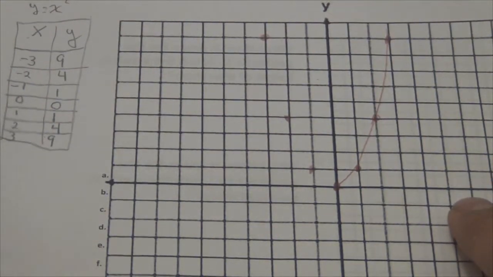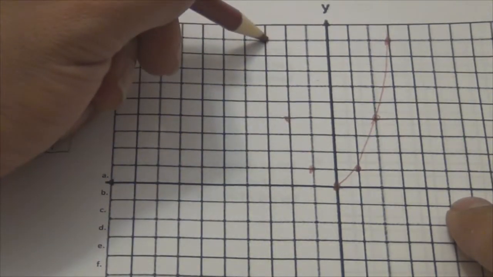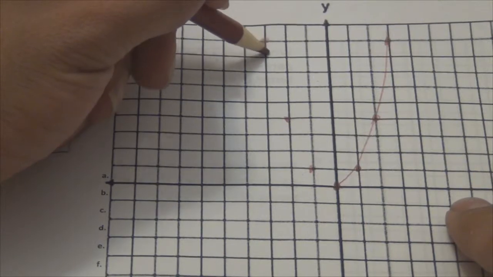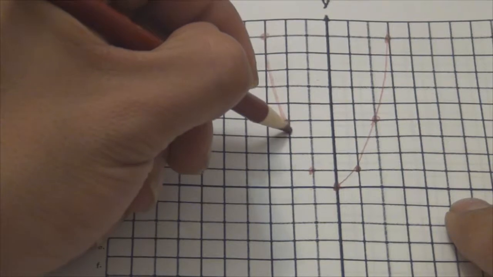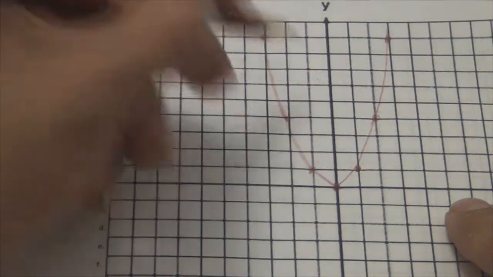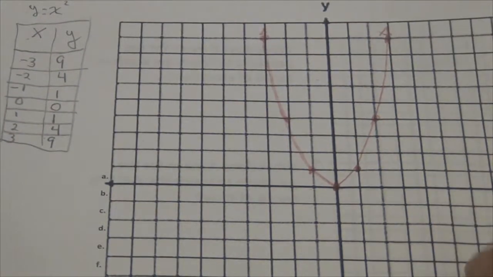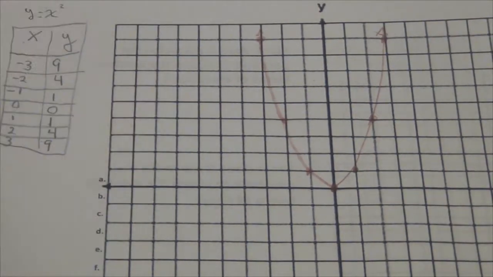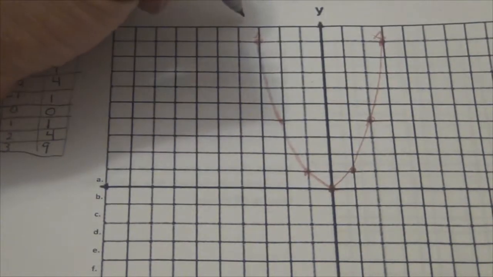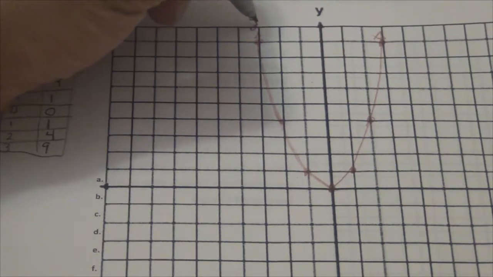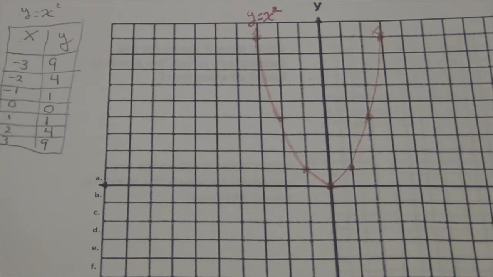Okay? And now, okay, not perfect, but almost perfect. So that is my parabola. And now, to make sure that I understand, I'm going to label it. So this is y equals x squared. Okay.